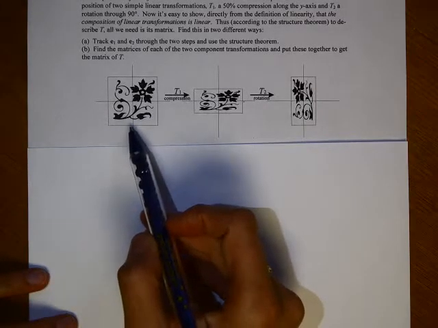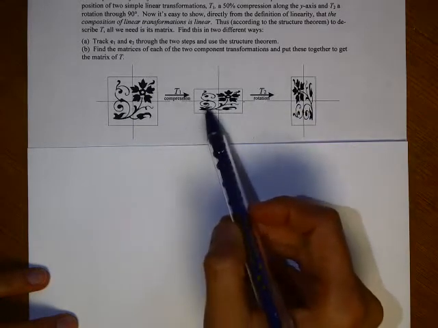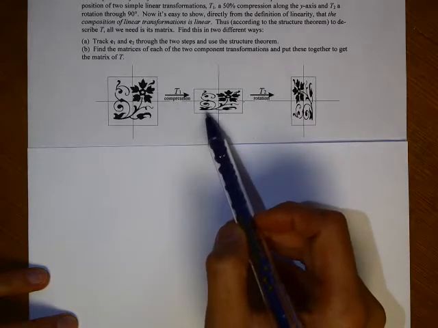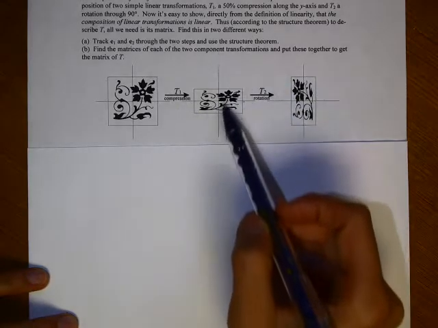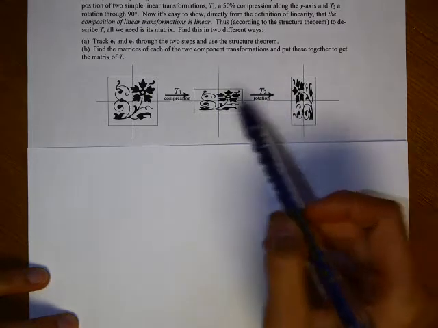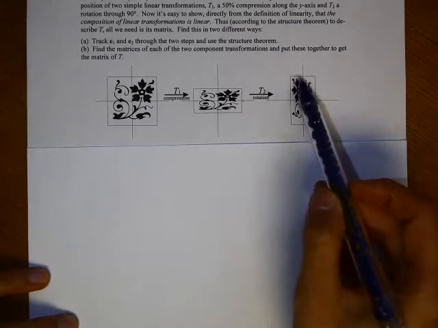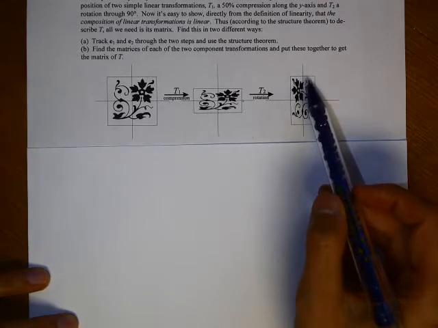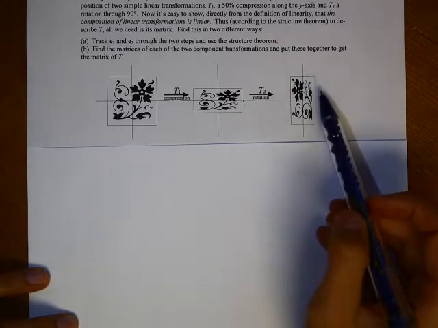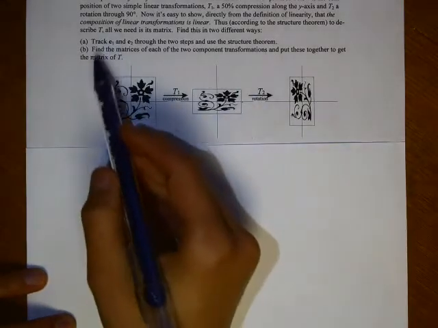So in this example here, we have one transformation that goes from this picture to this picture that's actually made up of two simple linear transformations. Our first linear transformation is a 50% compression along the y-axis, and then our second transformation is rotating this picture 90 degrees. So with a linear transformation, all we need is a matrix to describe what happened. So we're going to find that matrix in two different ways.